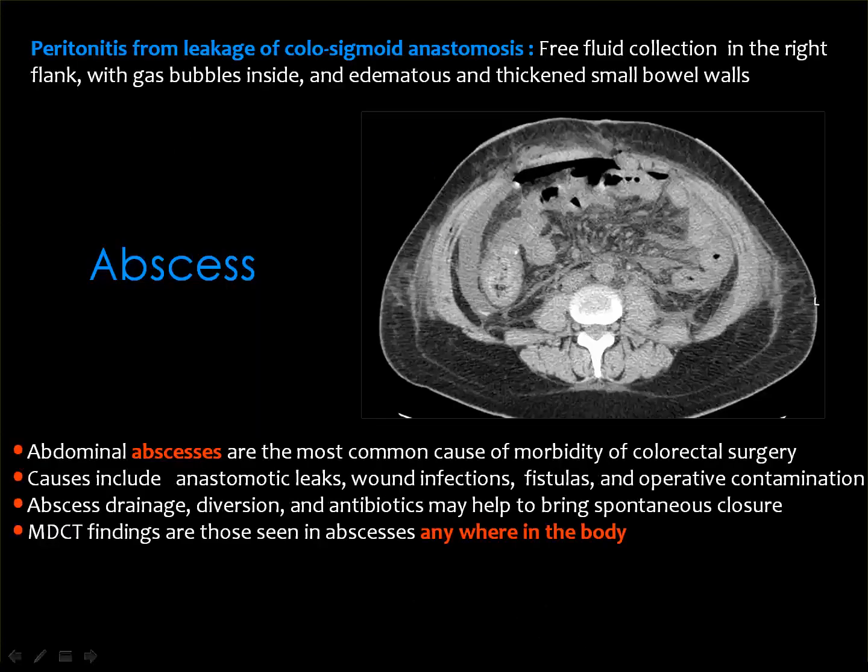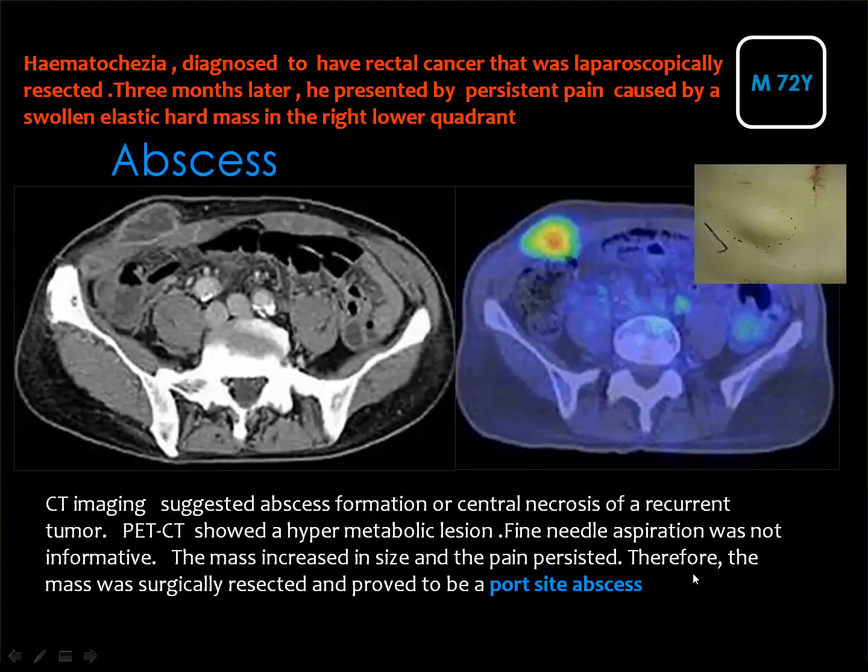Then abscesses are also a complication of colorectal surgery, and this patient had peritonitis from leakage of colosigmoid anastomosis. And you got fluid in the peritoneum, you got also air in the peritoneum and enhancement of the peritoneal reflections.